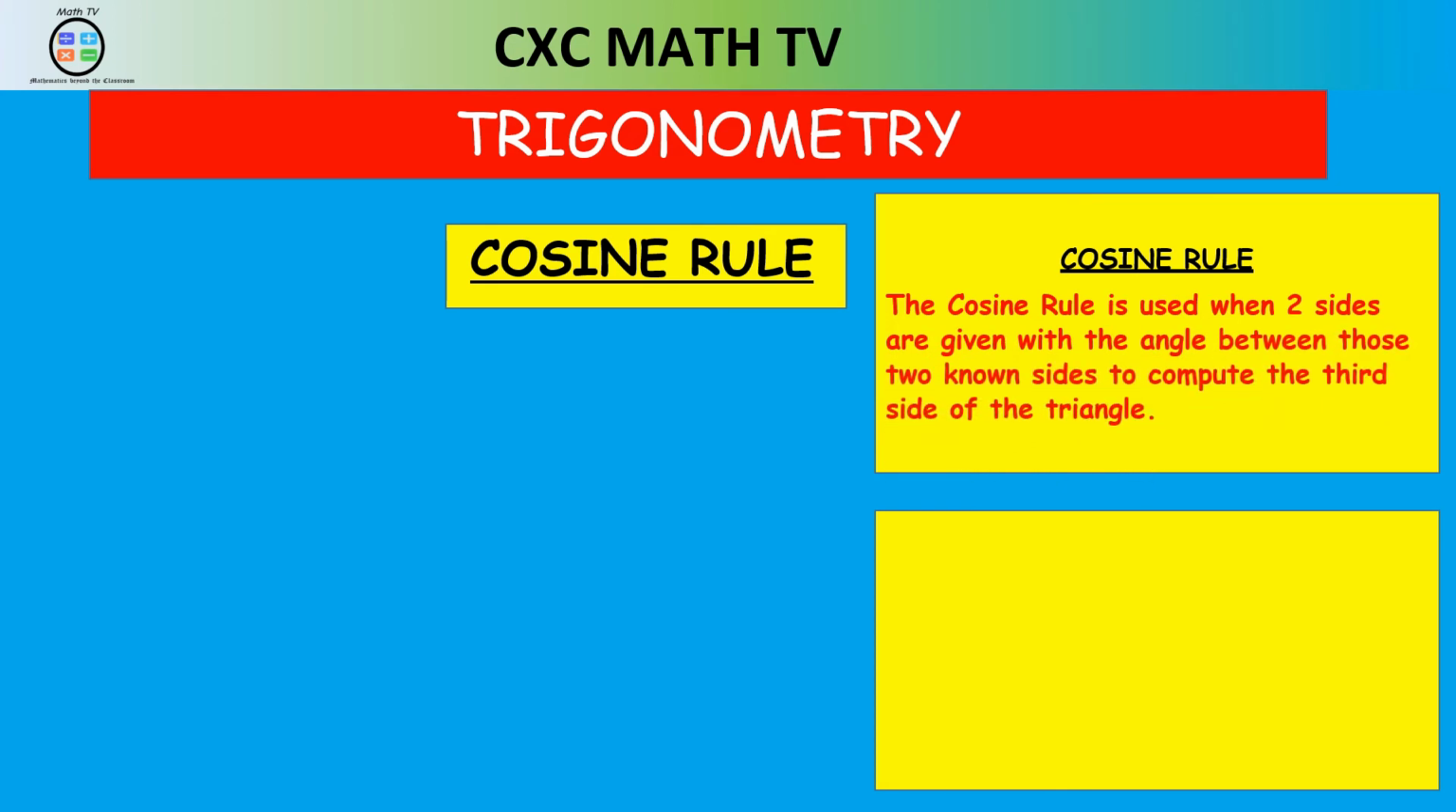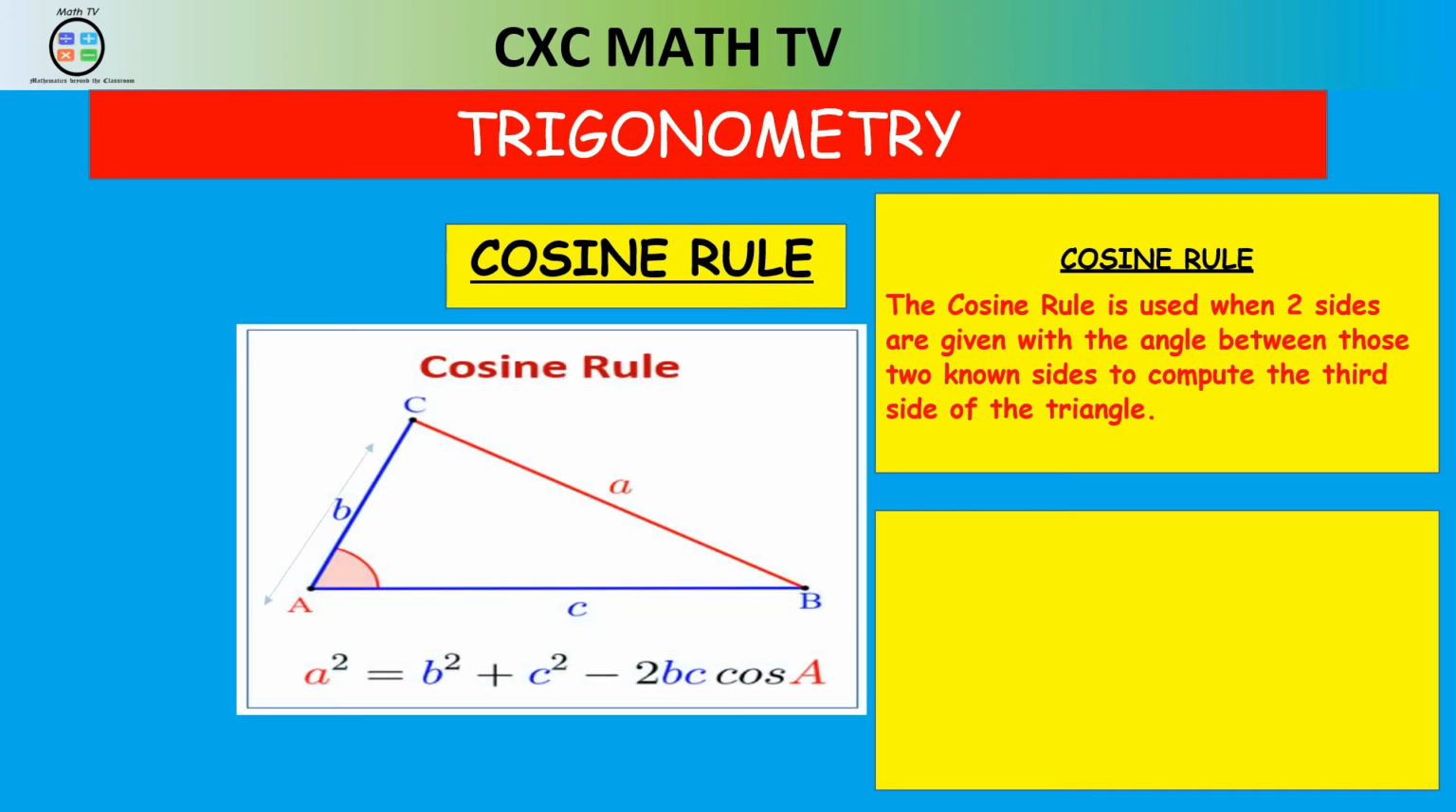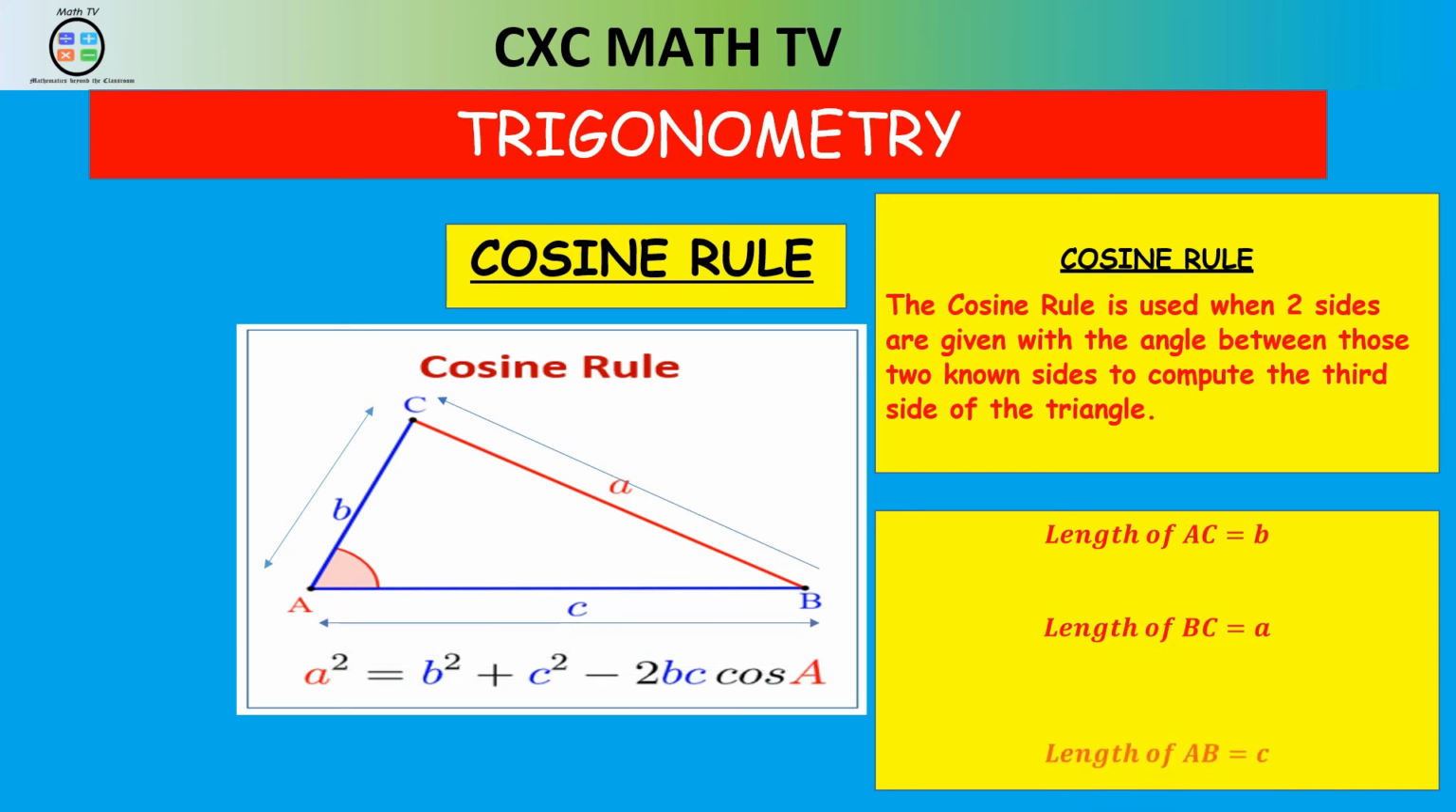So now this is what cosine rule states. Cosine rule states that, look at it, the side in red, that is A squared, is going to be equal to B squared, which is the length of AC squared, plus C squared minus 2 times B times C times the cosine of the angle between B and C, which is A. I know this looks pretty confusing, but let's look at it one more time. You're given two sides and an angle between them.